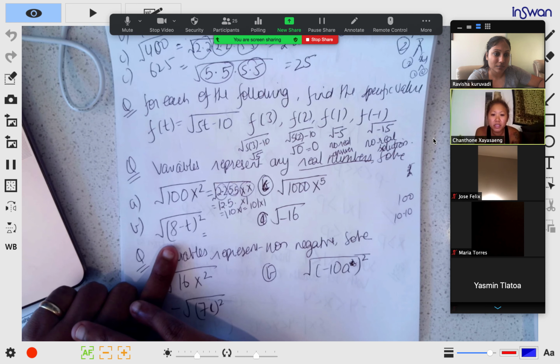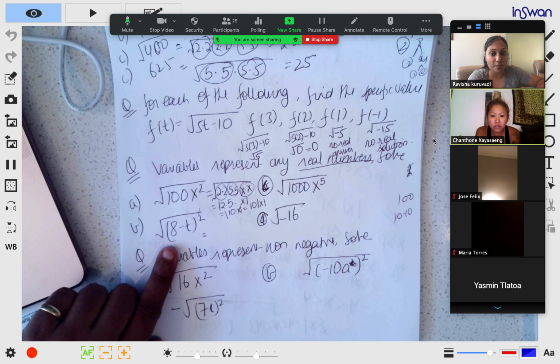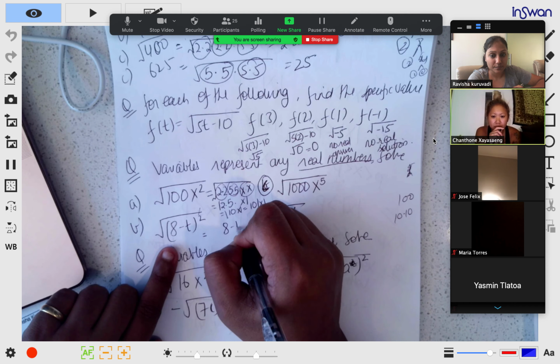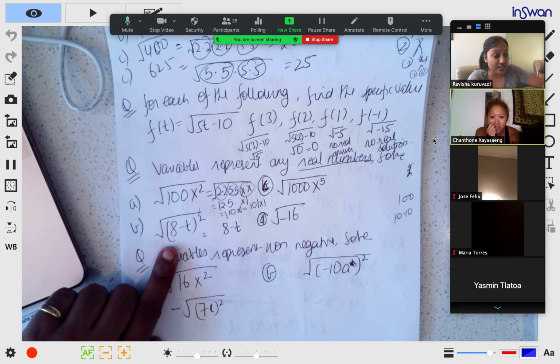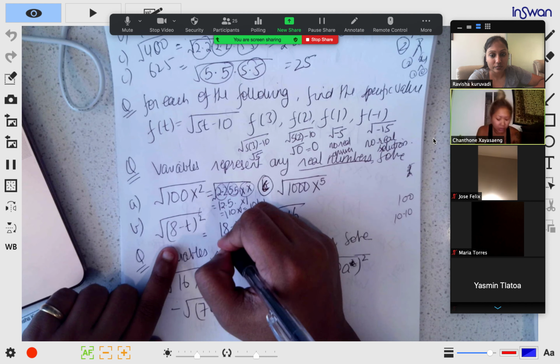Well, it would be square root of just 8 minus t. So square and square root cancel each other. Since they're opposites of each other, like addition and subtraction, square and square root are opposites. Right. They cancel. You're left with just 8 minus t. Note, but since it was all real numbers, I will put an absolute value.